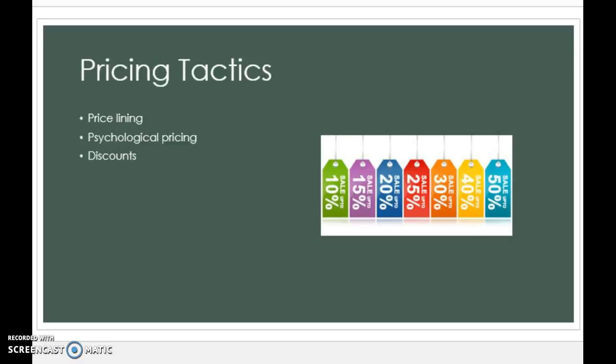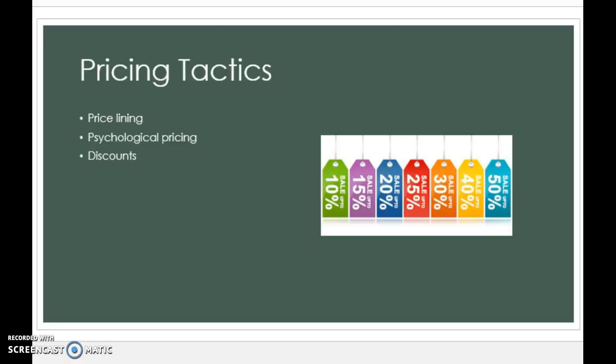Our final topic is pricing tactics. Price lining offers all items in certain categories at a limited number of prices. Therefore, there should be a specific type of product for different customer segments. Grocery stores carrying a national brand, store brand, and generic brand can be illustrative of this concept.